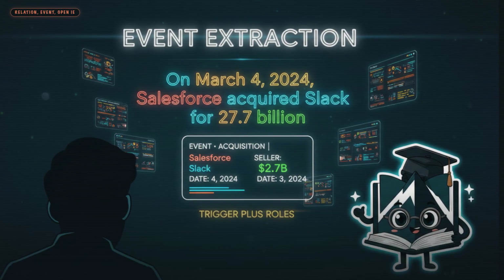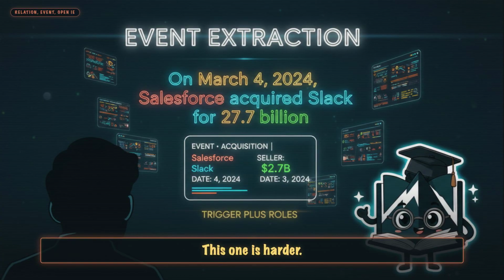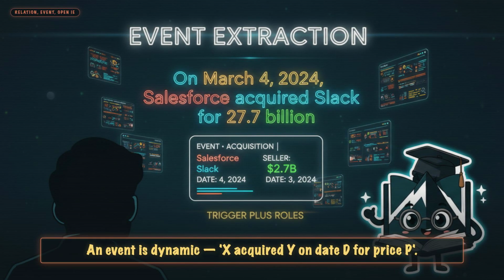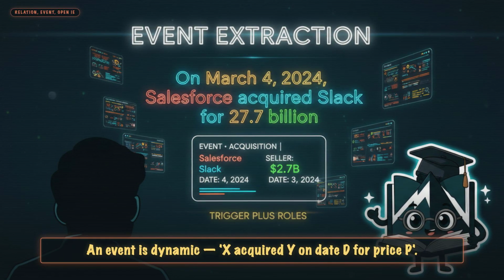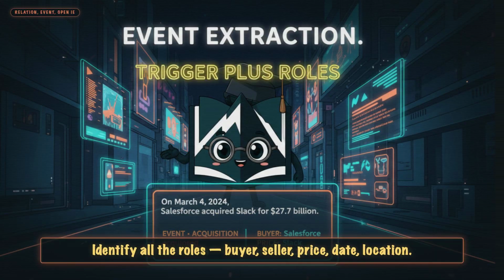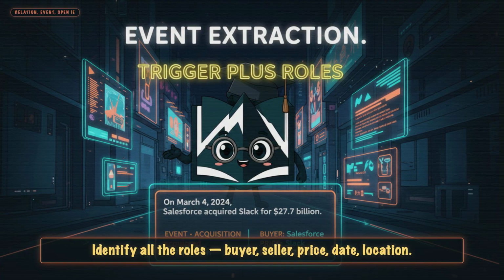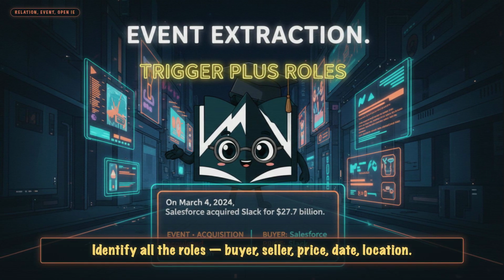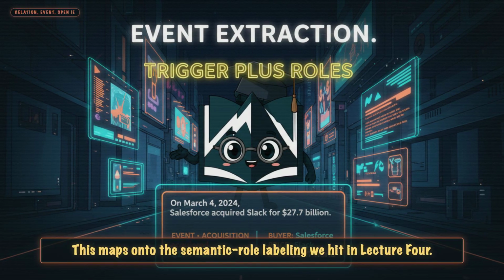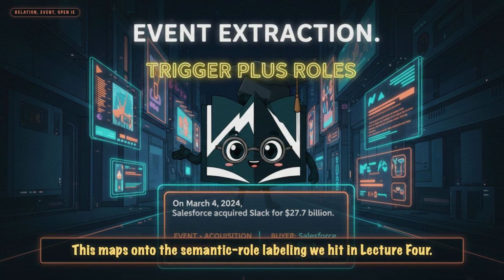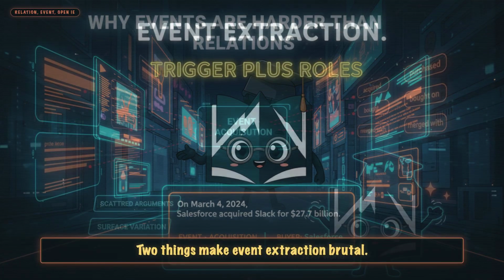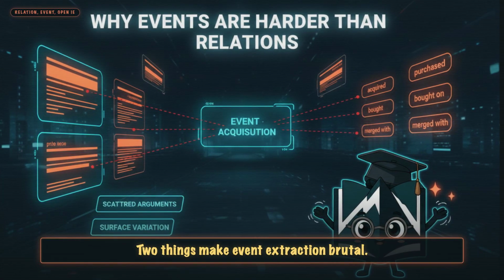Beat 2. Event extraction. This one is harder. A relation is static. X founded Y. An event is dynamic. X acquired Y on date D for price P. You have to detect the event trigger, usually a verb. Identify all the roles: buyer, seller, price, date, location, and assemble them into a structured record. This maps onto the semantic role labeling we hit in lecture 4. Same job, different framing.